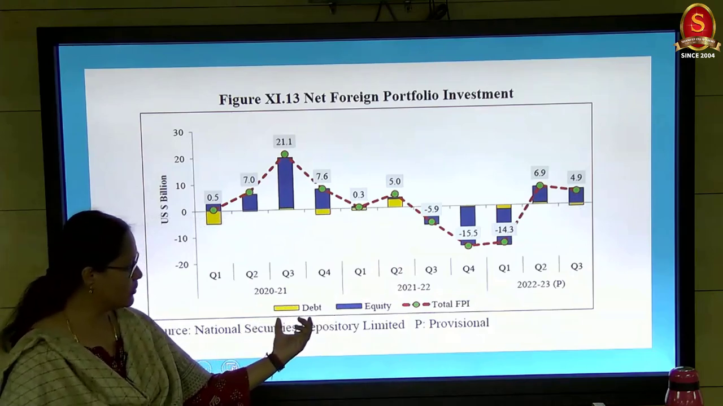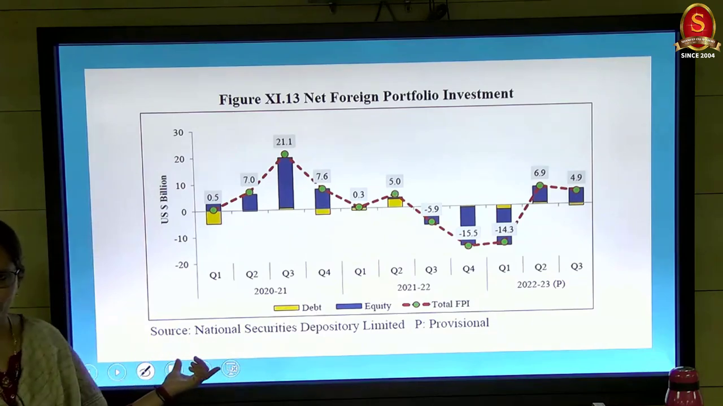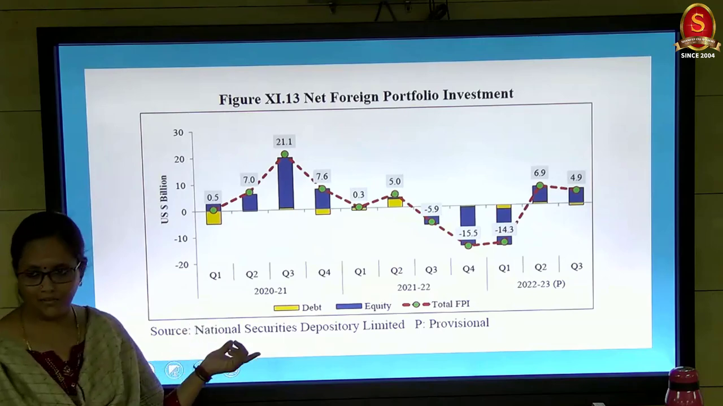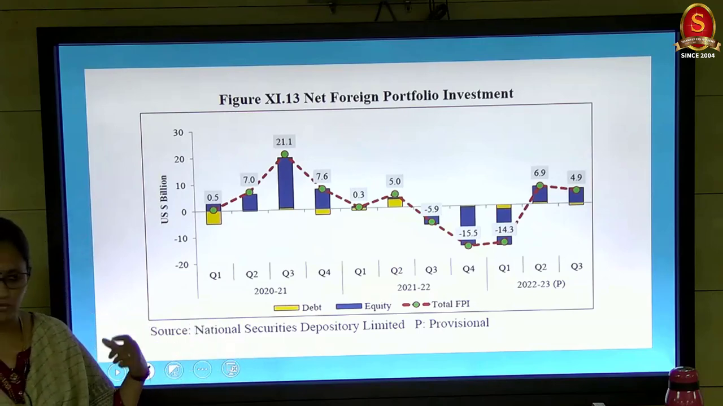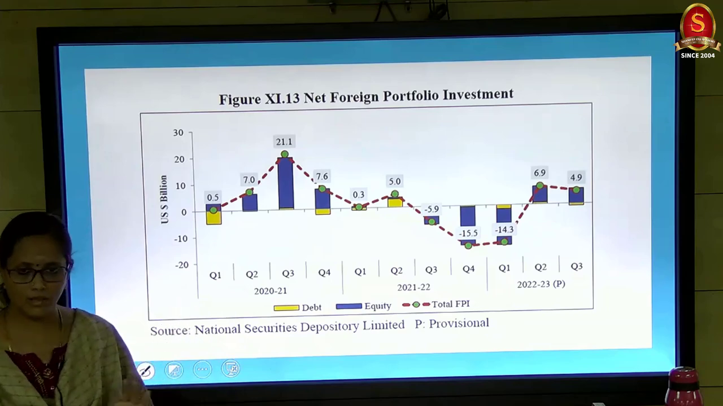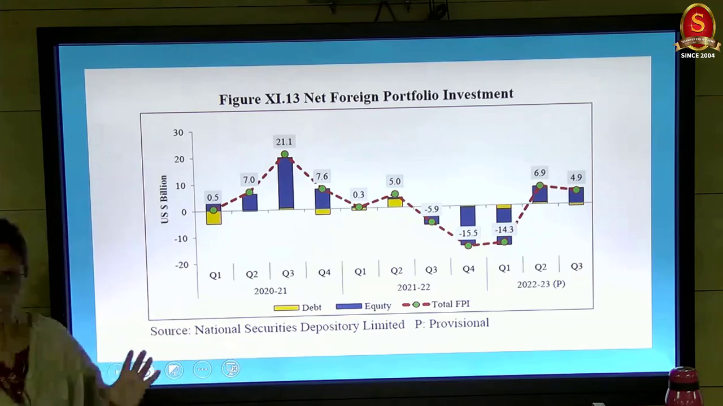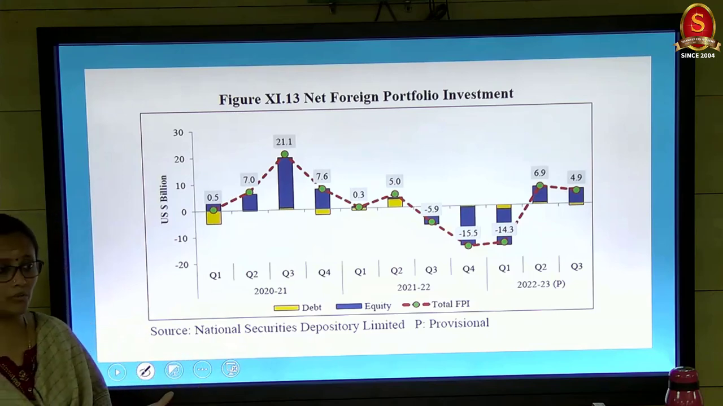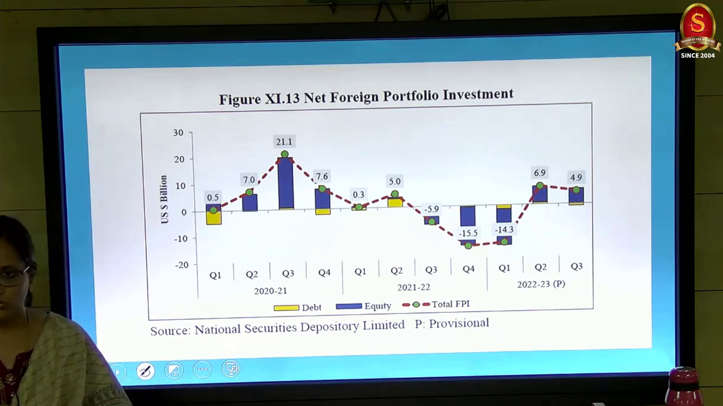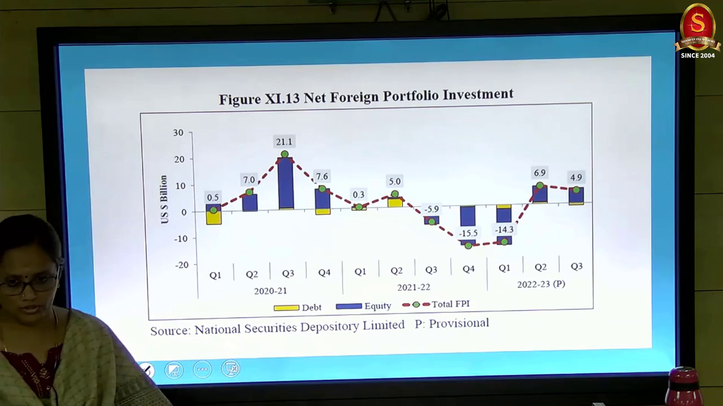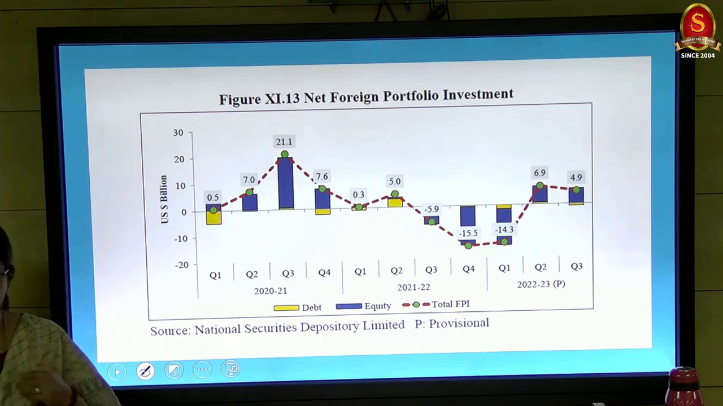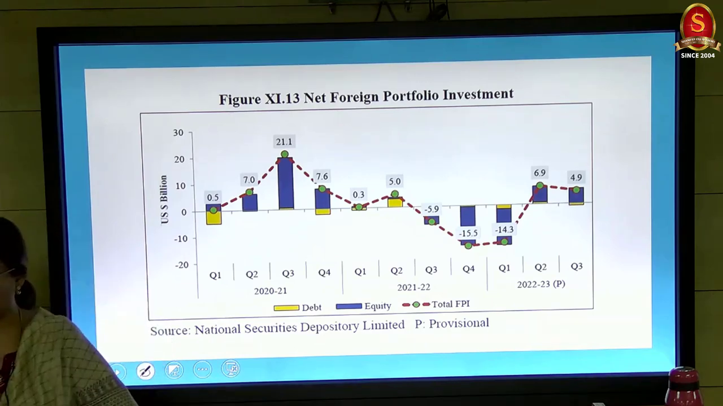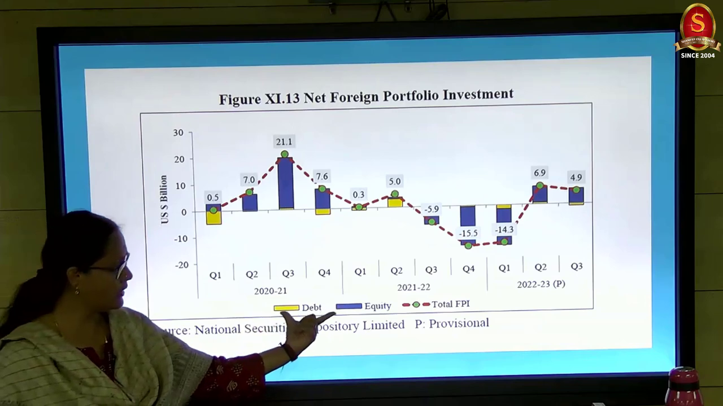The two colors given here are about debt and equity. I'm sure in the share market class, they would have taught you about shares and derivatives. We know the differences, some basics of it. Yes or no? You've heard the word debentures. Debentures are all debt instruments. It's like taking a loan. If I take a loan from you, I have to give you back interest. If I make you invest in my share, I have to give you back dividends. Yes or no?